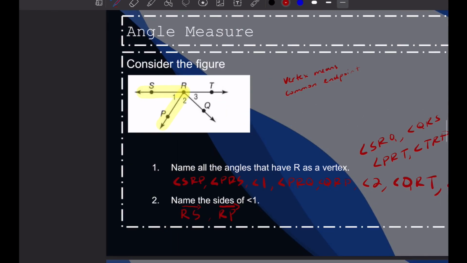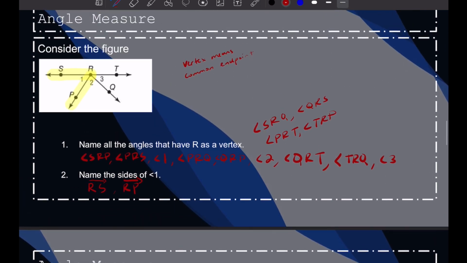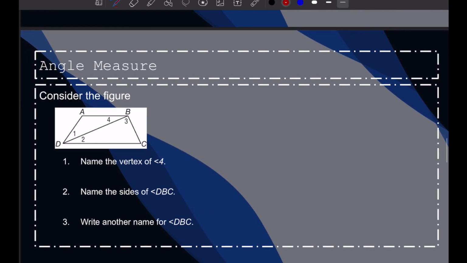Hopefully it's making sense over here. Let's go ahead and move on to the next slide. If I'm going too fast, make sure that you pause and then rewind and just rewatch the parts that you're a little confused about. Okay, let's go ahead and consider this figure.